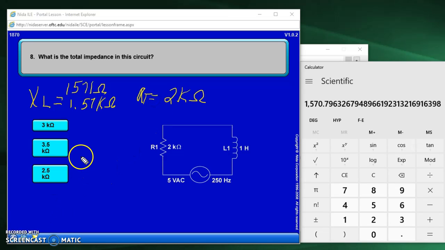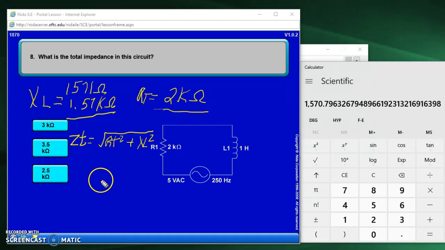Now our formula for ZT, let's see if I can squeeze it in here. ZT equals the square root of R total squared plus X of L squared. So that's our formula. So basically I've got to square this value, and I've got to square that value, add them together, and then get the square root of that.